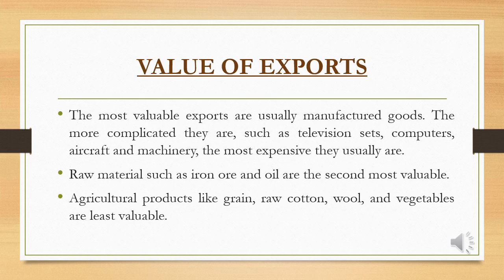Value of exports. The most valuable exports are usually manufactured goods. The more complicated they are, such as television sets, computers, aircraft and machinery, the more expensive they usually are. Raw materials such as iron ore and oil are the second most valuable. Agricultural products like grain, raw cotton, wool, and vegetables are the least valuable.